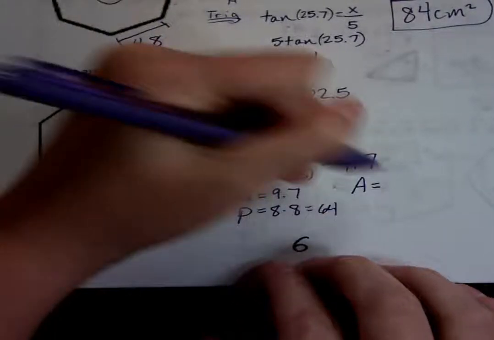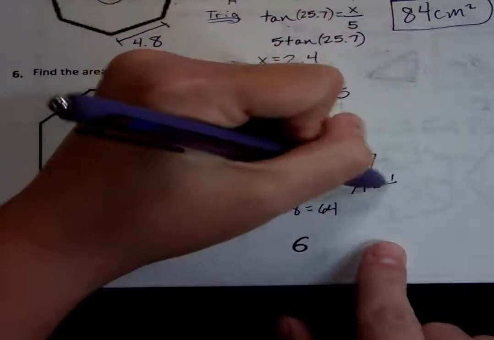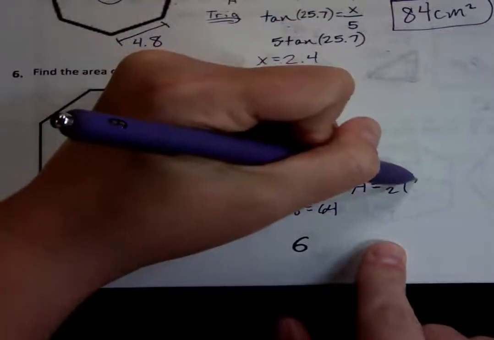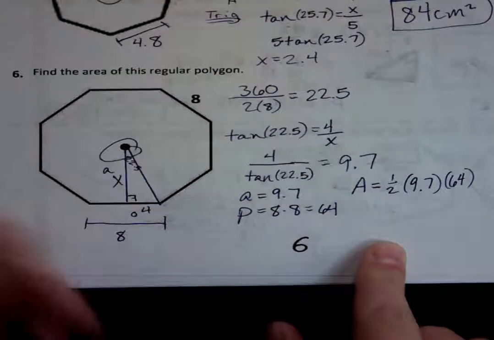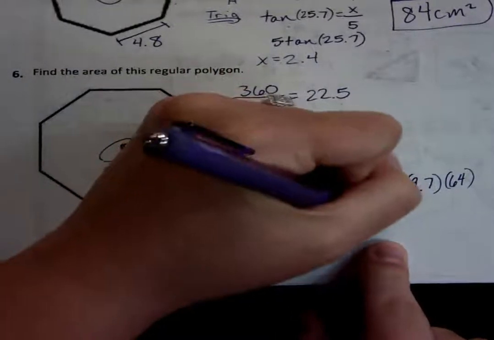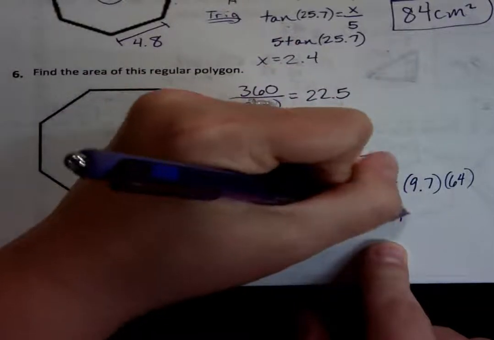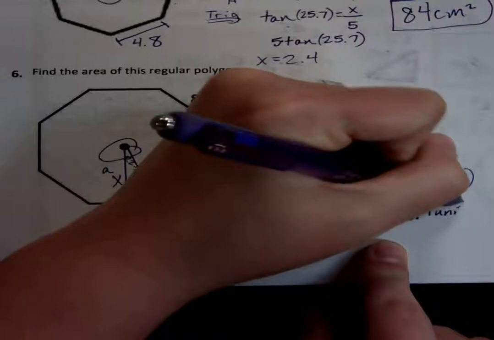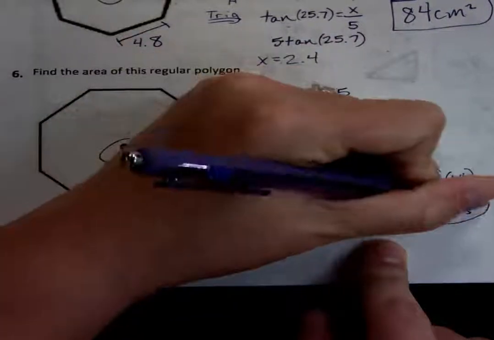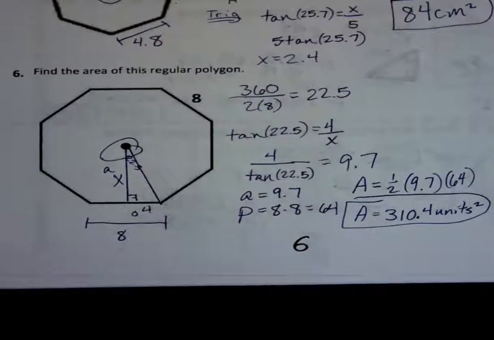Yay! Our area, our capital A area is 1/2 times 9.7 times 64. And when we put that in the calculator, I'll do it for you. It's 310.4. We don't have any units, so we just say units squared. And that's how you do it.